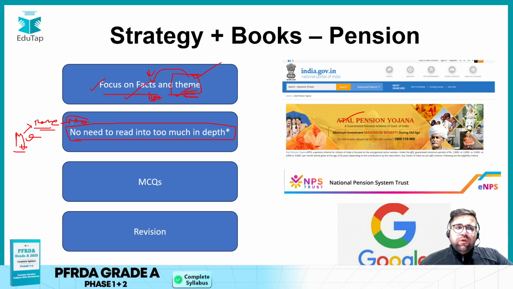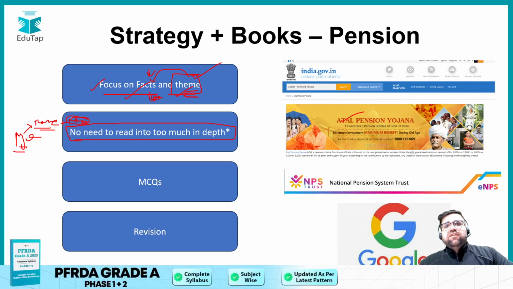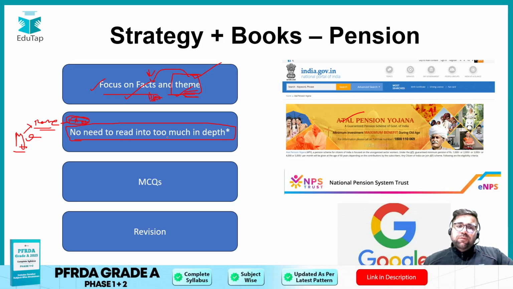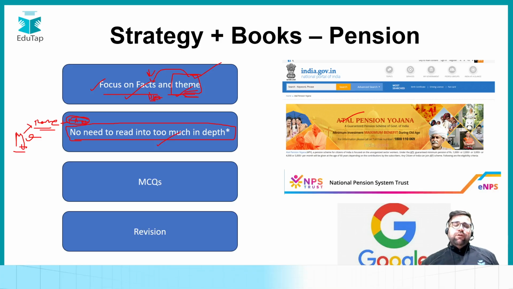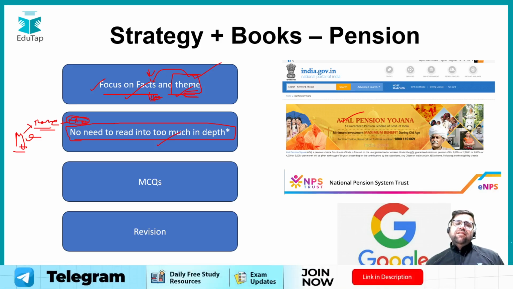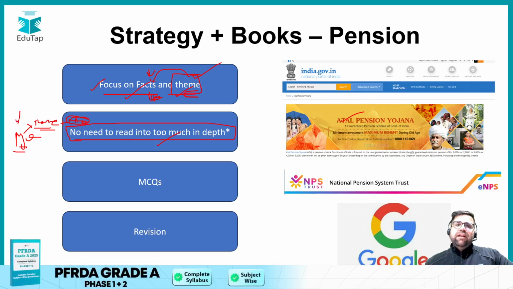Okay, even if you cover a frequently asked question, your chances of getting that particular FAQ in the exam are also high. So make sure that you do not go into too much depth. Just try to focus on the theme plus some important facts. And if you are confused about how to analyze, then definitely you can go and check the previous year questions. That will help you a lot.